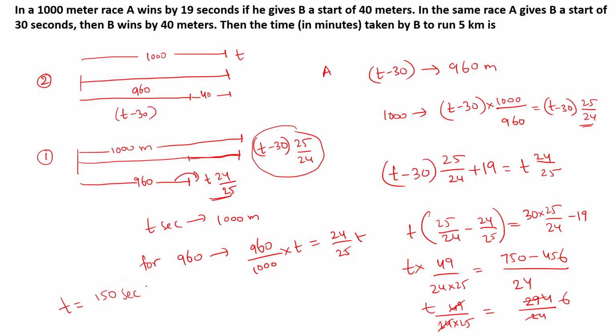So for 5 kilometers he requires 150 into 5. If we need to convert it into minutes, divide by 60, that is 12.5 minutes.